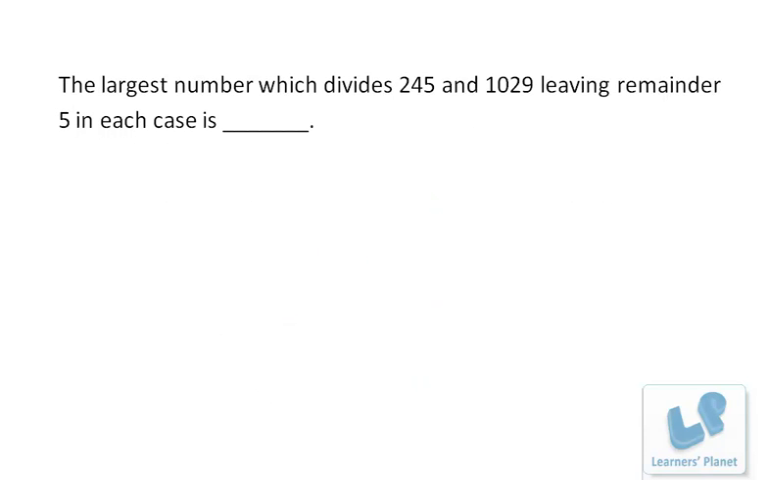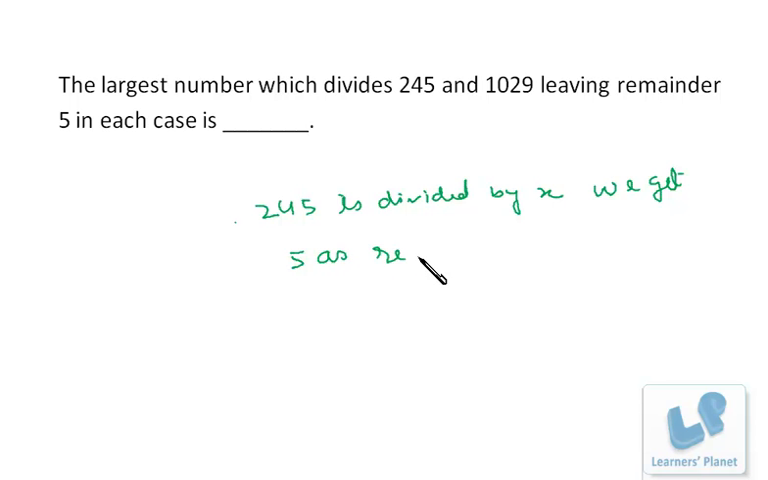Now friends, let's take some word problems based on HCF and LCM. Now let's take up the first problem. The largest number which divides 245 and 1029, leaving remainder 5 in each case. That means what the question tries to say is that we have a number, suppose x. If 245 is divided by x, we get 5 as remainder.